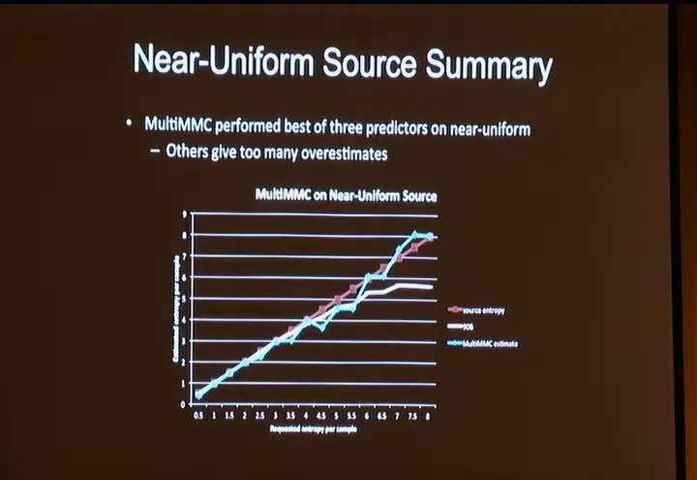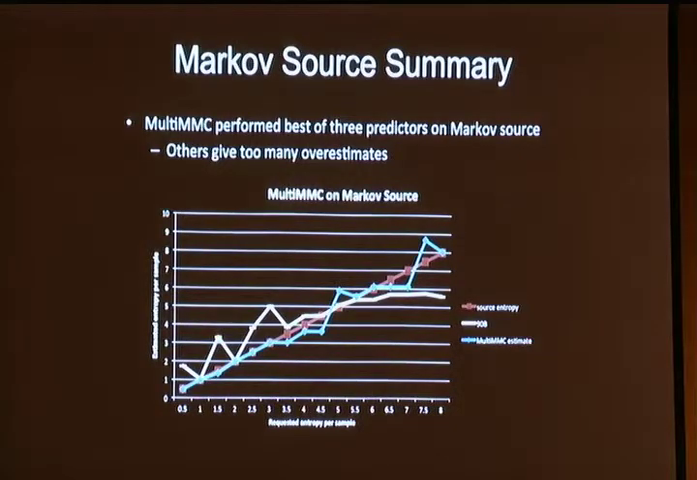When we have the near uniform source graph, we see that multi-MMC performed best, and the other predictors, which are not shown here, gave us a lot of overestimates, which were not good for estimating the entropy. And for the Markov source, again, multi-MMC performed best of the three predictors, and we have some higher estimates for 90B here.